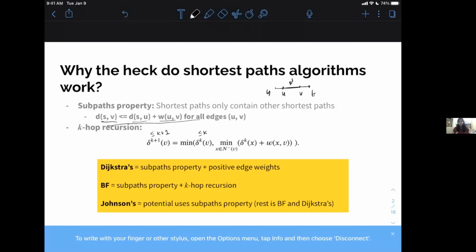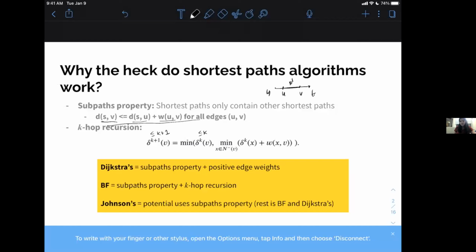Okay, cool. So, a quick recap of what is used in which algorithm. Dijkstra's basically only uses the subpath property and the fact that edge weights are positive. Bellman-Ford uses the subpath property and this k-hop recursion. And then Johnson's, I feel like, uses the subpath property when it comes up with the potential function, but the rest is just Bellman-Ford and Dijkstra's.